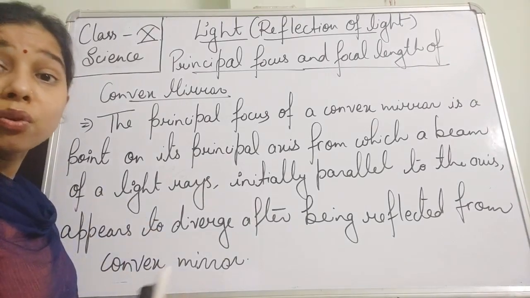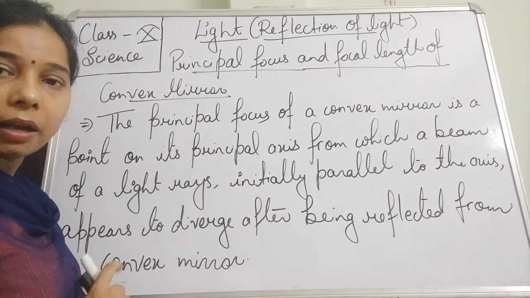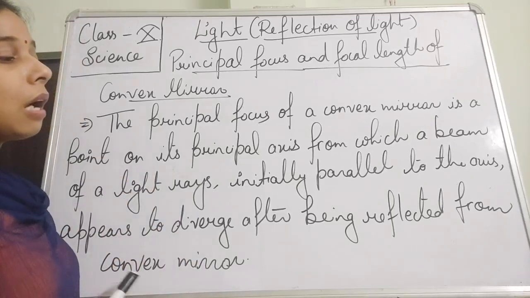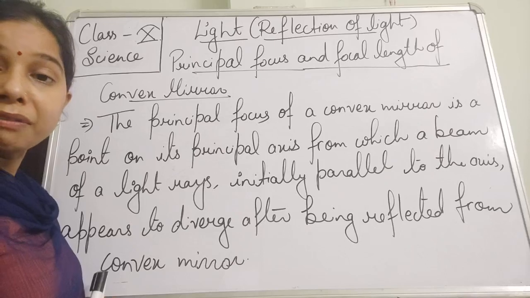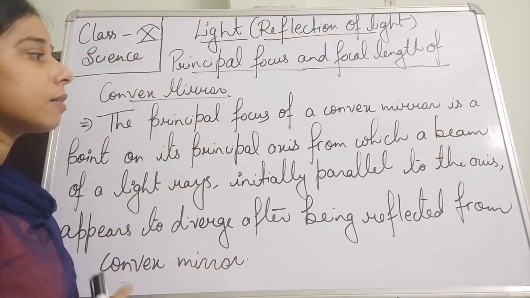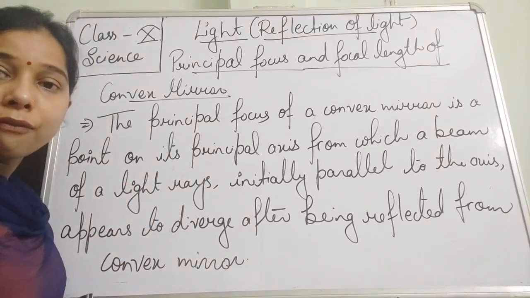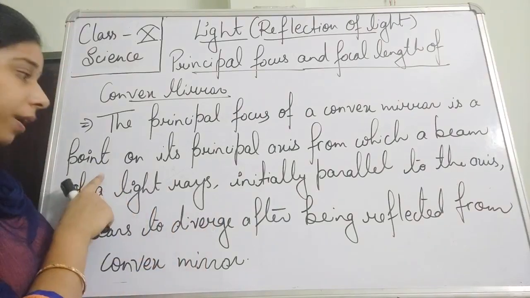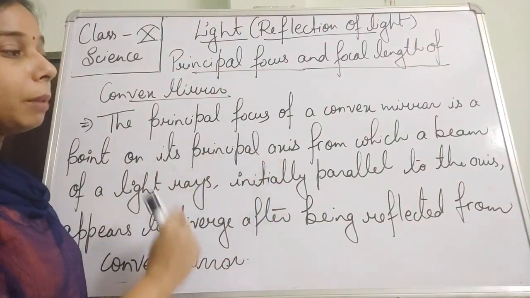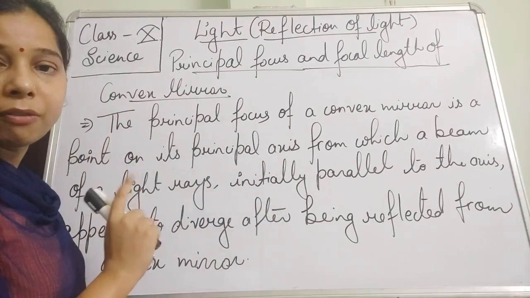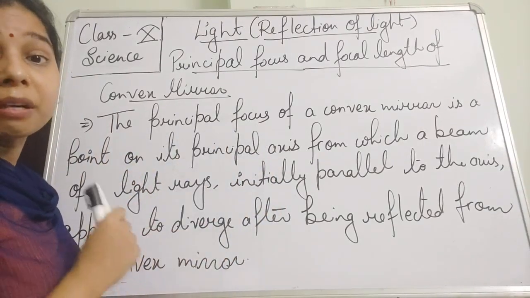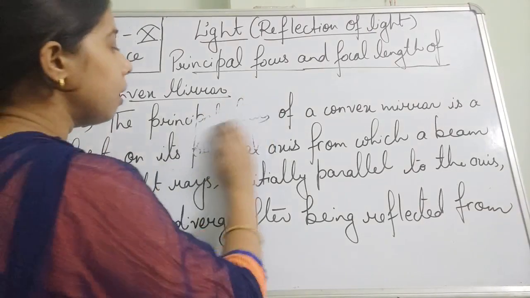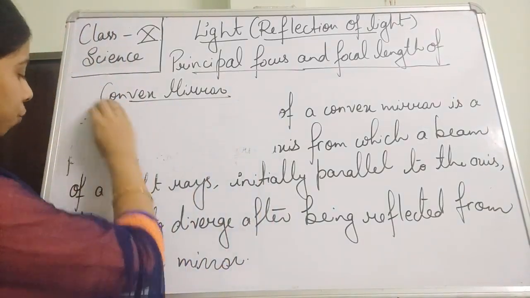So the principal focus of a convex mirror is a point on the principal axis from which a beam of light, which was initially a parallel beam, diverges, or appears to diverge, after being reflected from the convex mirror. This is the definition of the principal focus of a convex mirror. Now let me explain it with the help of the diagram. I hope you have understood it.